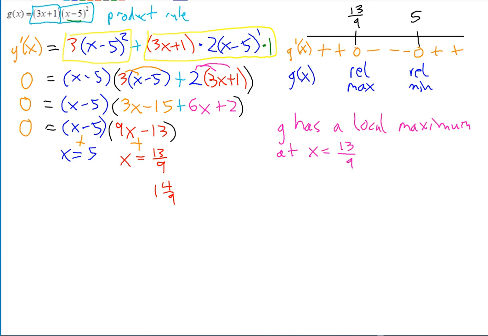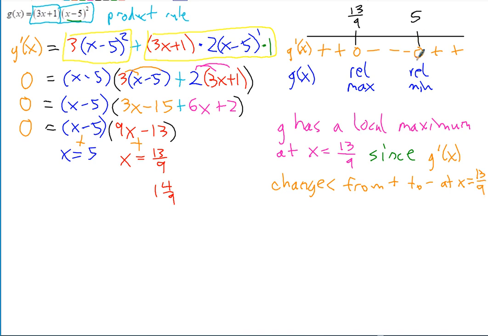And then the way you justify it would be, since you have to refer to the first derivative, in this case it's g prime of x. Since g prime of x changes from, and we're moving from left to right, so from positive to negative at x equals, you have to specify where that change happens, is right at x equals 13 over 9.